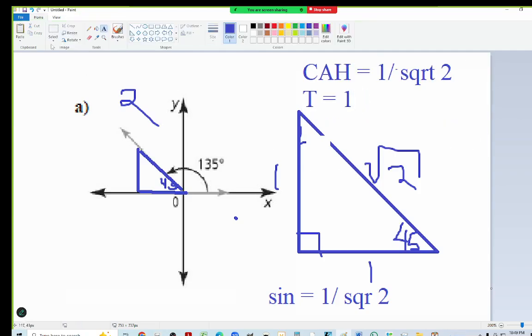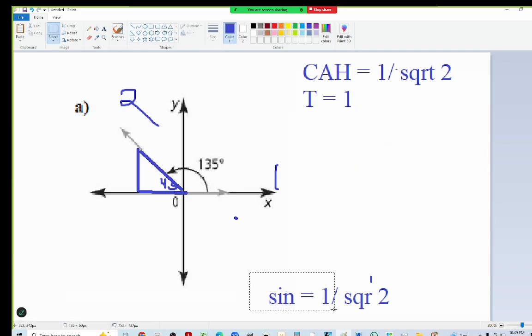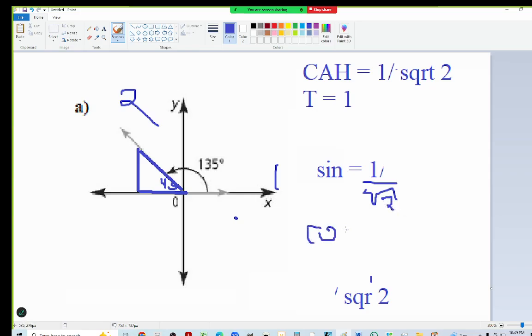So now let's write this down somewhere. We're going to get rid of our special triangle. We don't need that anymore, just like we don't need CAST. And we're just going to write that down. Sine is 1 over the square root of 2. Cosine is 1 over the square root of 2. And tan is 1. We're almost done. Tan of 45 is 1.